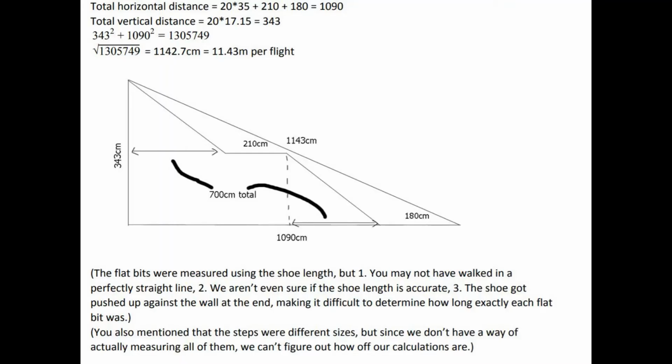Now let's have a little look at Sean's answer to last week's problem. So Sean addresses the question of distance using Pythagoras' theorem and this diagram. He gets 11.43 meters per flight of stairs, but he also mentions that the steps were different sizes and he's taken an average calculation for that. His diagram, however, probably lacks some scale, but otherwise a pretty good.